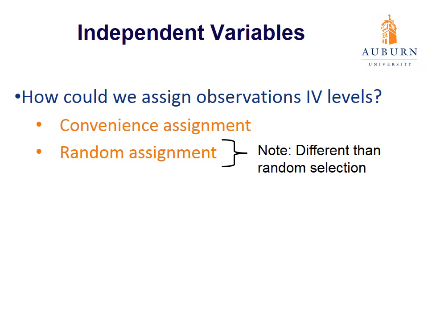Selection, we are sampling from a population. Assignment is when we take our sample and we divide it into groups, and each participant in our sample has an equal opportunity to be in either group, so that our groups are equivalent to each other on everything except for the variable that we're manipulating, in this case the independent variable.